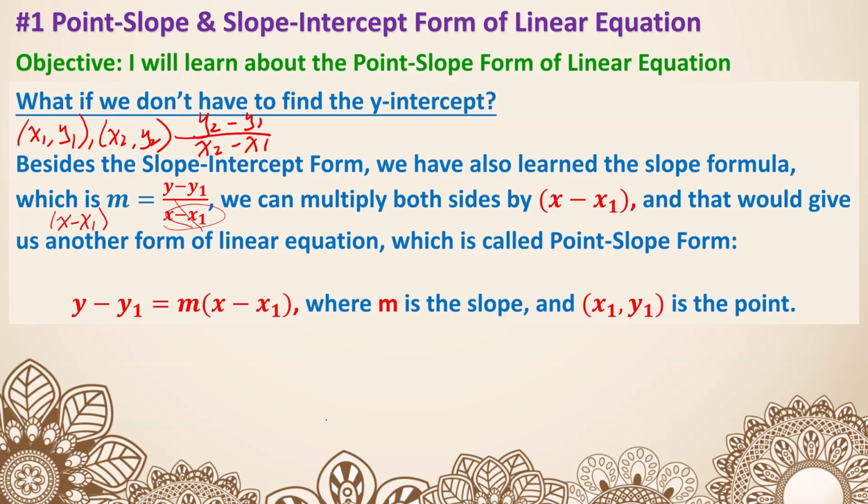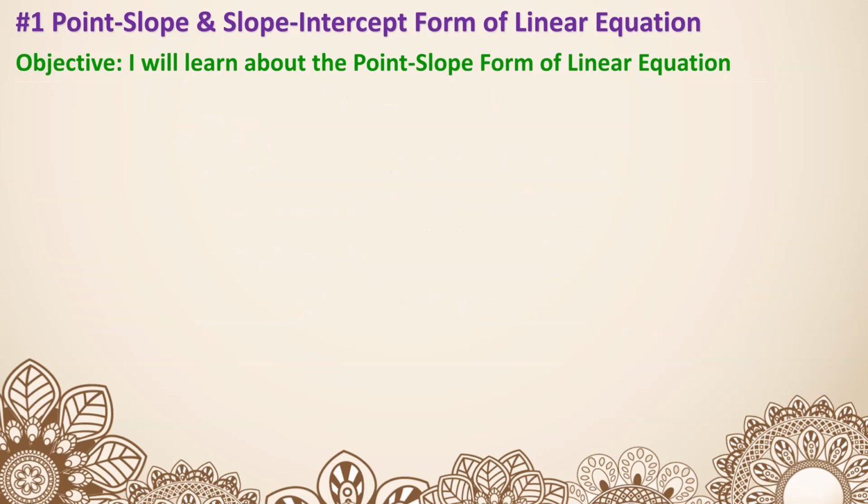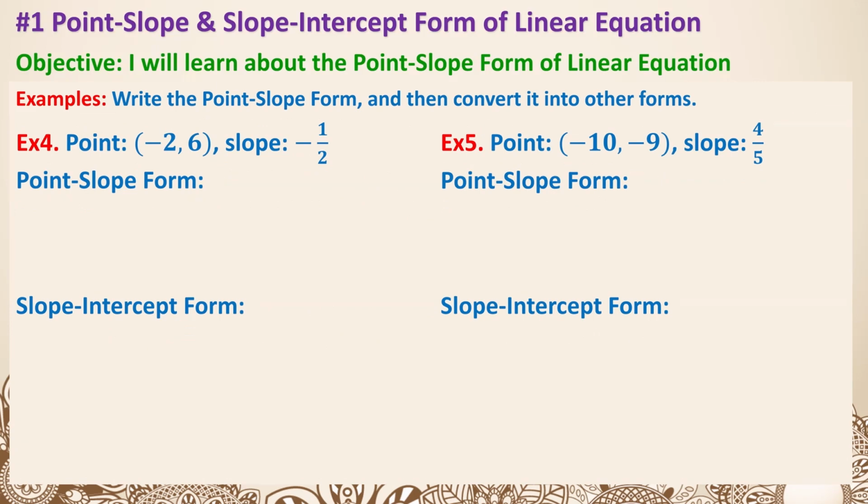So now we actually have something called point slope form, which is y minus y1 equals m times x minus x1. M is the slope, and x1, y1 is a point. That's why it's called point slope form, because we just need a point and a slope. It doesn't matter what the point is, we can write point slope form. So let's see, example 4.